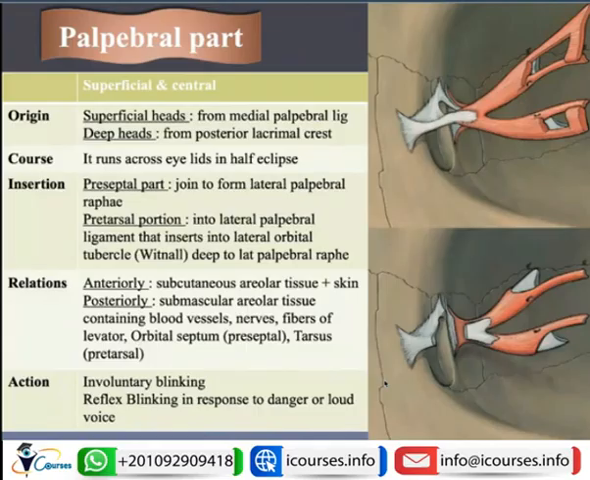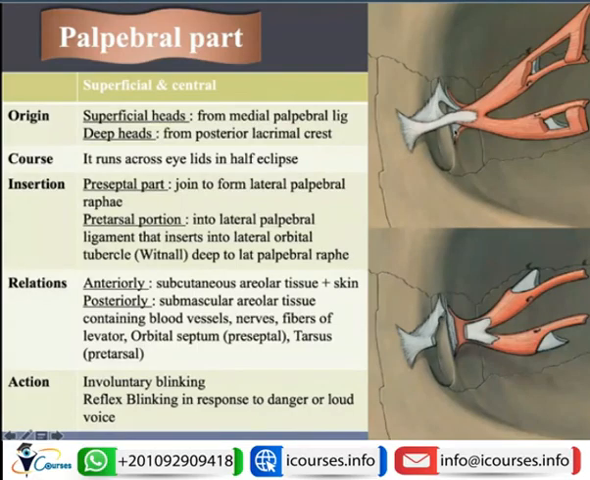Then going more inward inside the eyelid, we will have the palpebral part of the orbicularis oculi. So the palpebral part takes origin by superficial heads and deep heads. The superficial head arises from the medial palpebral ligament. So here is the medial palpebral ligament, and here is the attachment of the palpebral part of the orbicularis oculi. So this will be the superficial head.